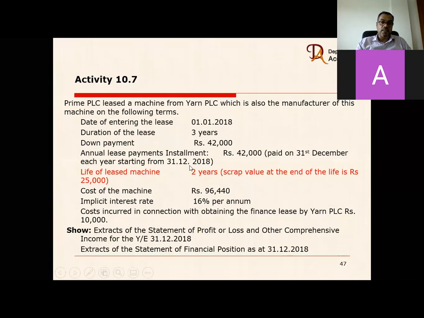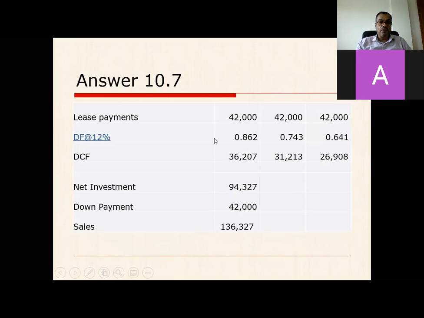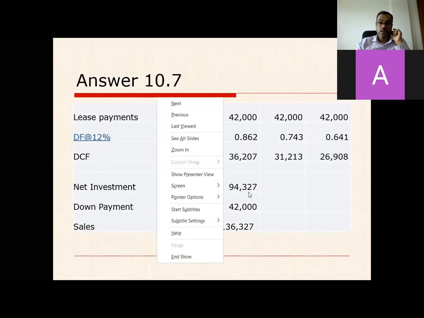How are we going to ascertain this selling price? You need to work out your gross investment. Then the answer would be like this. Lease payments, 42, 42, 42. Discount rate is 12, then the factors would be like this. Therefore, actually this is not the discount factor. These are the present value. So, okay, I will make the changes later on.